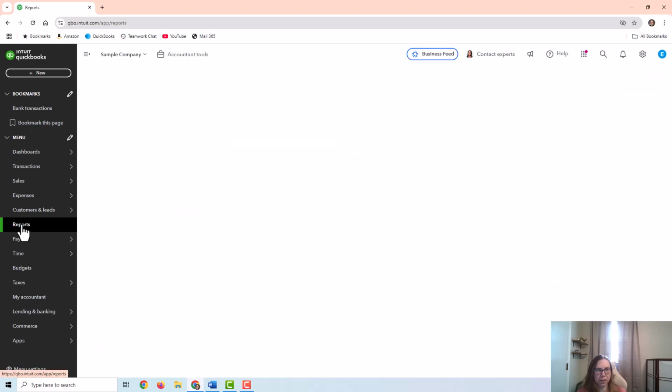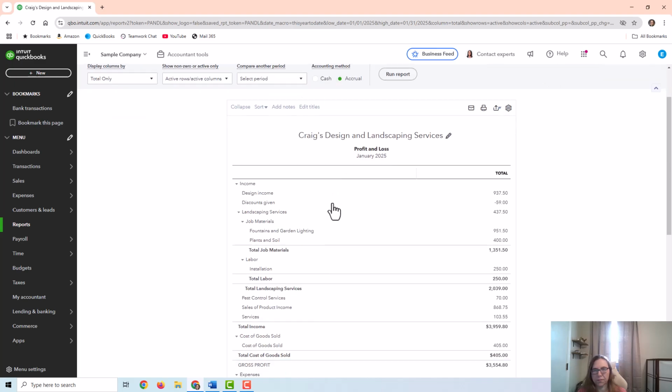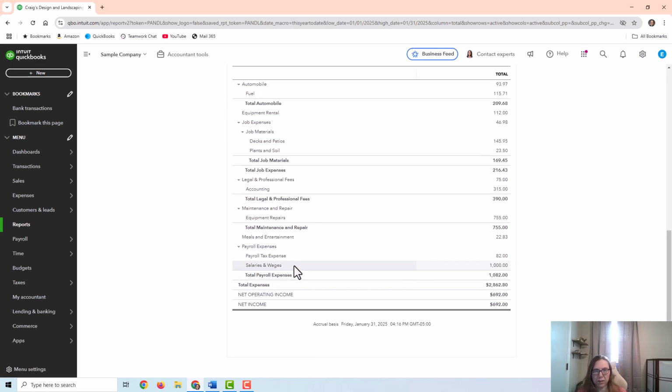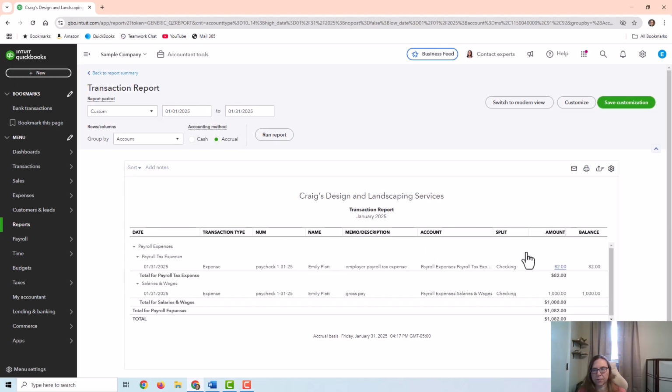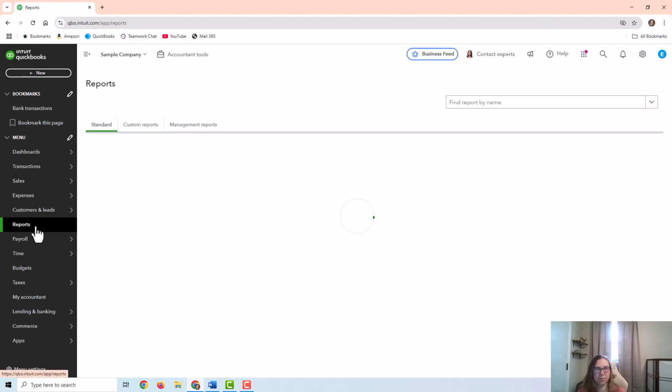Okay, so first we're going to go into reports. First, we're going to look at the profit and loss. If I scroll down, I can see the payroll expenses of the business. From the business's perspective, they had an expense of the gross wages and the payroll taxes, and those are both reflected right here. And I could click on this to see more details if I wanted to. Okay, I'm going to go back, and now I'm going to look at the balance sheet.